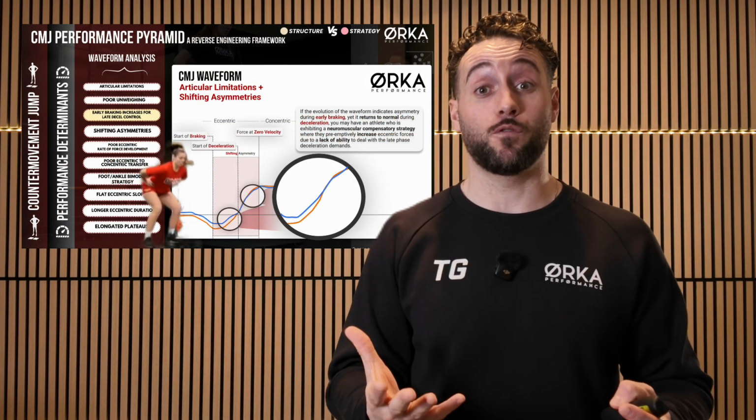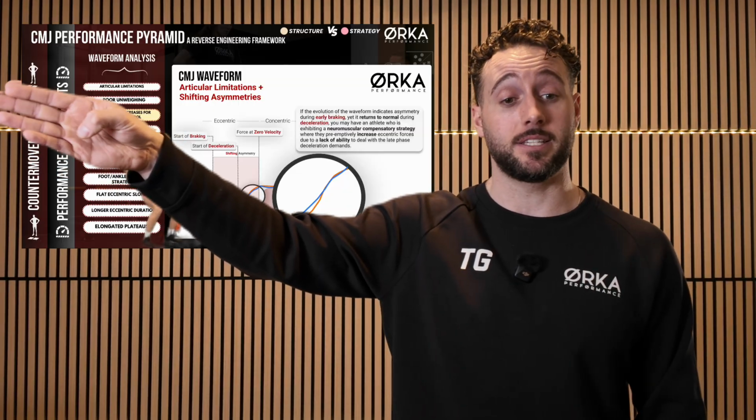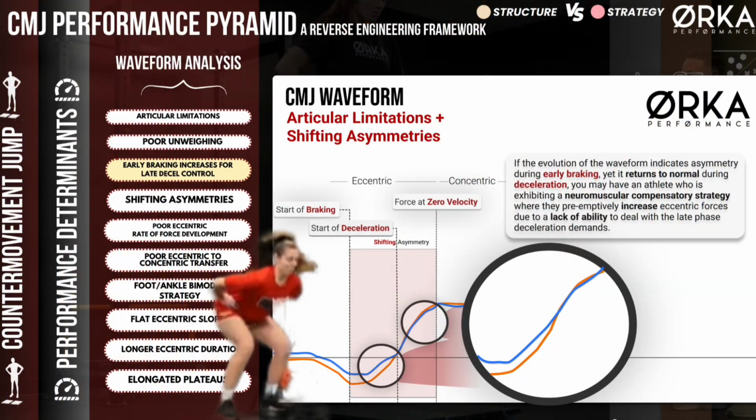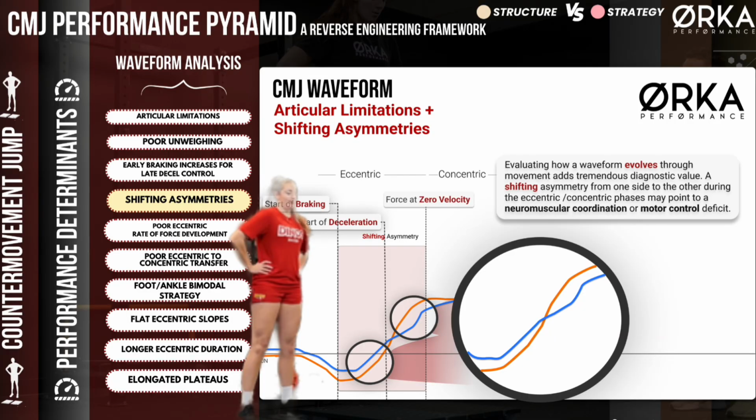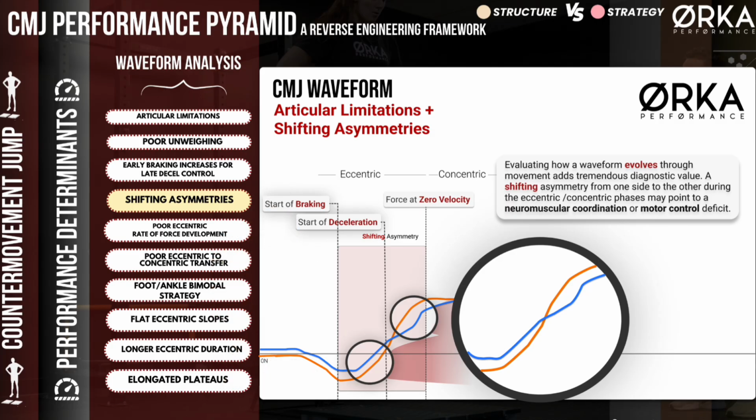So they increase the force early, which helps them deal with those later increases in braking and decel forces that they're going to encounter. Or we might have this shifting asymmetry that switches from one side to the other during the eccentric and concentric phases. And this might point towards neuromuscular coordination or motor control deficits.